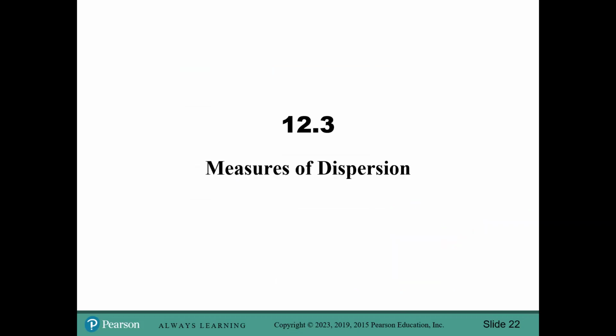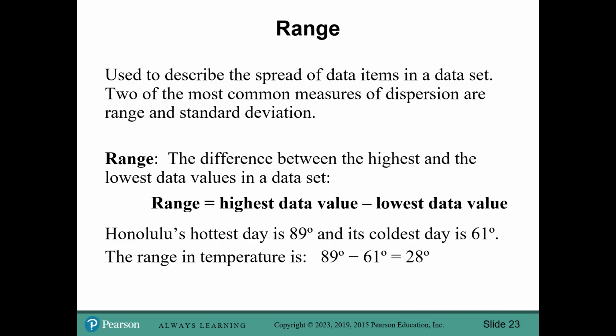All right. Section 12.3 in our book is measures of dispersion, or how spread out values are. Range is used to describe the spread of data items in a data set. 2 of the most common measures of dispersion are range and standard deviation. Range is the difference between the highest data value and the lowest data value.